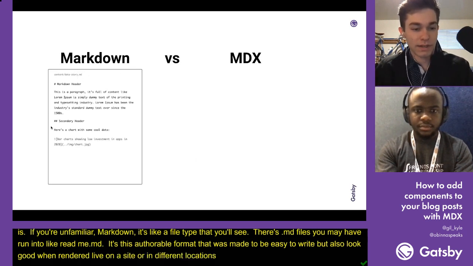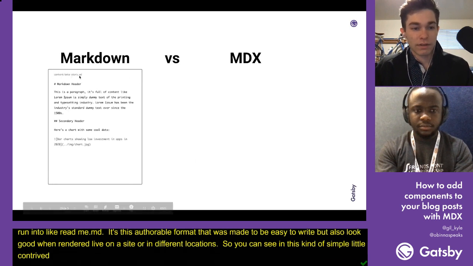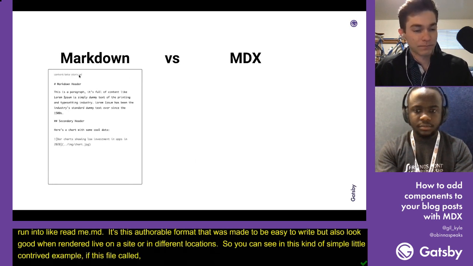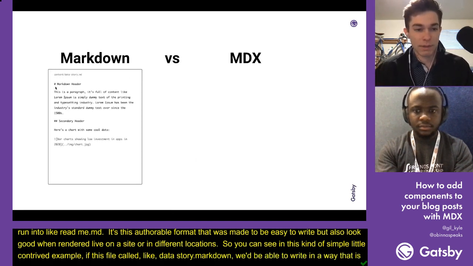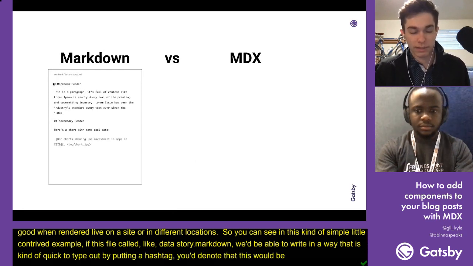So you can see in this simple little contrived example, if this file is called like datastory.markdown, we'd be able to write in a way that is quick to type out. By putting a hashtag, you denote that this would be an H1 tag in HTML, or like a title of your site, a header one.